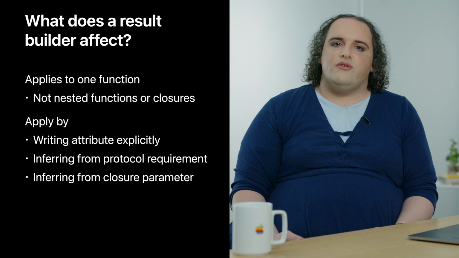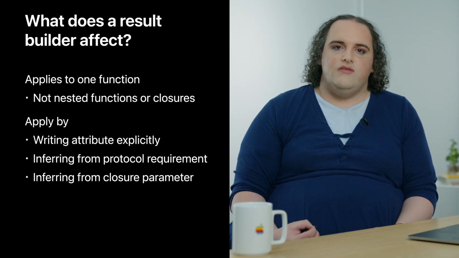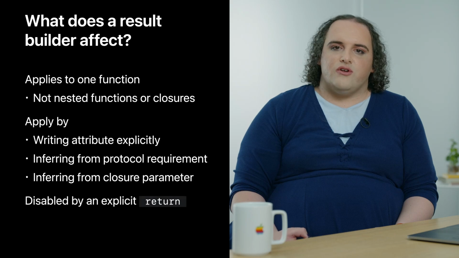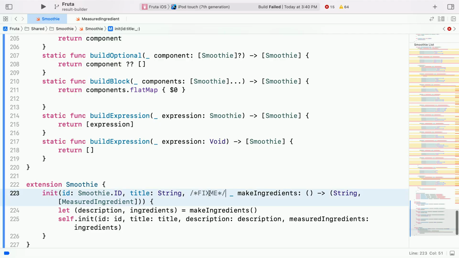The third way to apply a result builder is to write it before a closure parameter. If you do that, Swift will then infer that any closure passed to that parameter should have the result builder applied to it. If Swift has inferred a result builder from a protocol or parameter and you don't actually want it to be applied, you can disable it by explicitly returning a value using a return statement. But in this case, since we're using a closure, we want the last of those 3 options. Infer the result builder from the closure parameter.